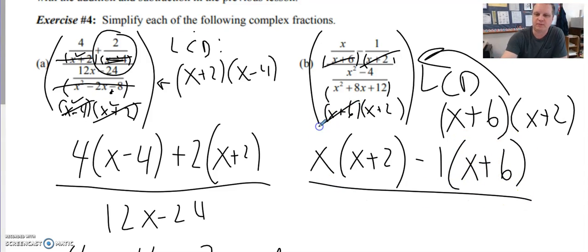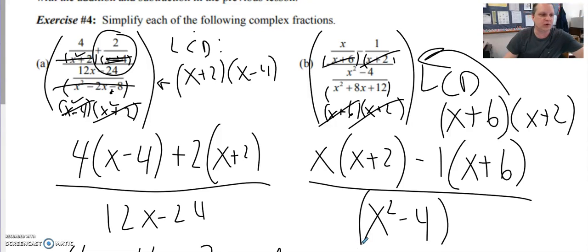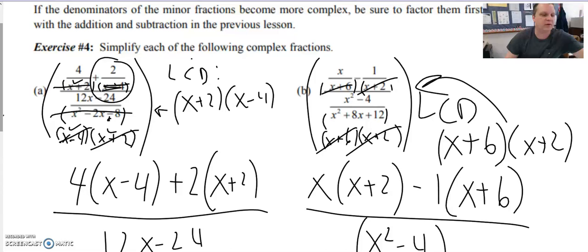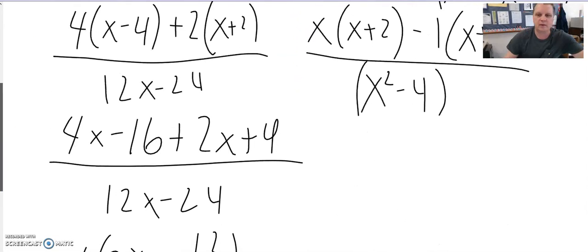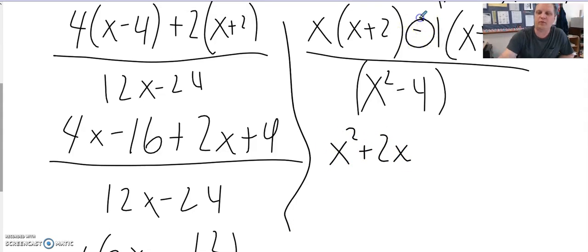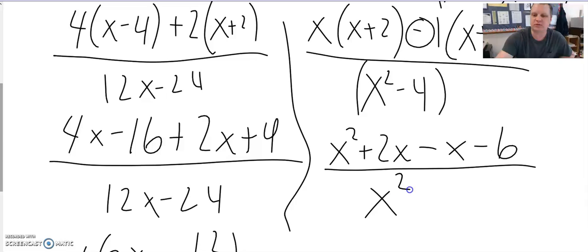All over the x plus 6 cancels. The x plus 2 cancels. All over x squared minus 4. Right? Difference of 2 squares there. These things should be jumping out at you. Oh, there it is. Got it back. So now I have x squared plus 2x. Don't forget to distribute that negative to both terms. Minus x minus 6 all over x squared minus 4.